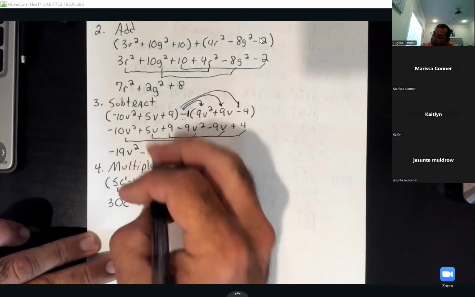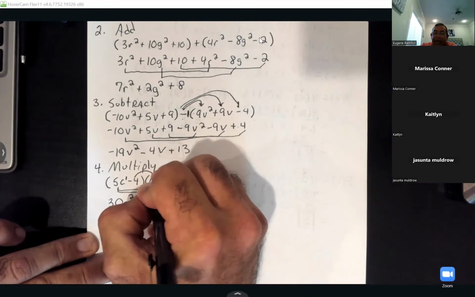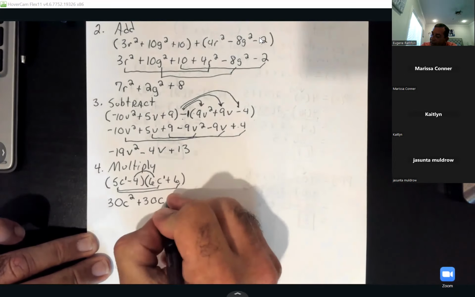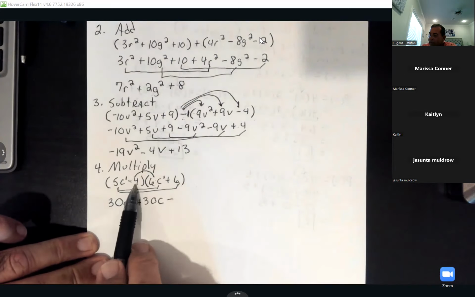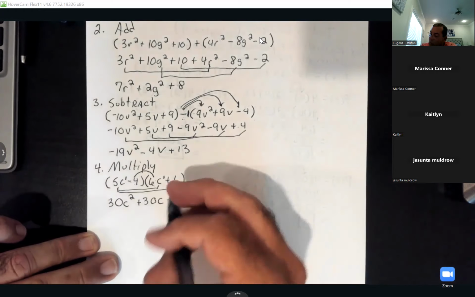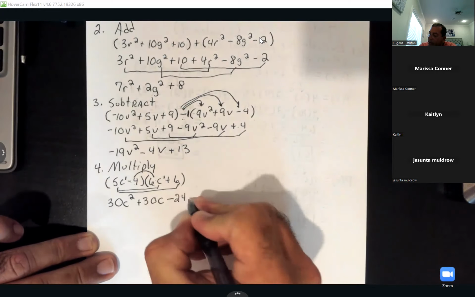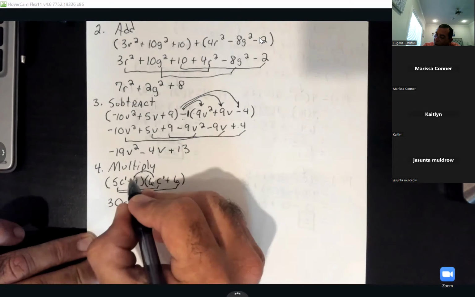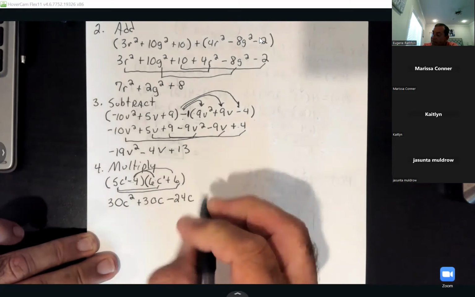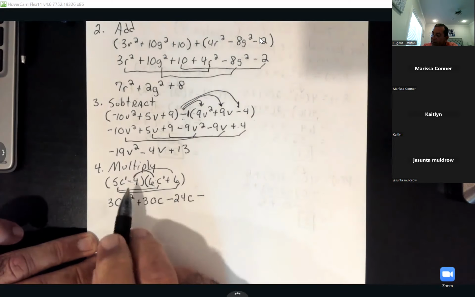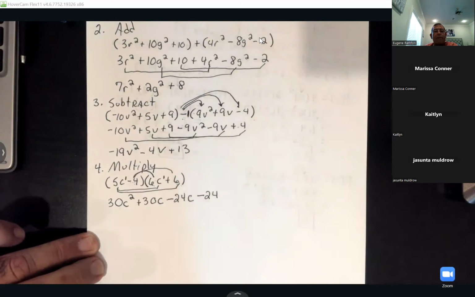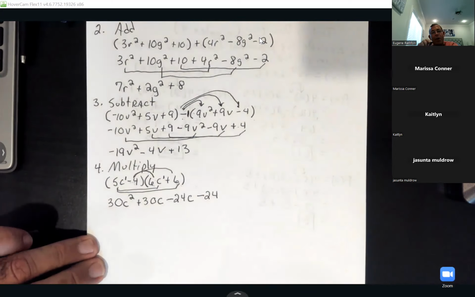But y'all, now on the inside, I got a -4 times a 6c. A negative times a positive will make that a negative. And 4 times 6c is a 24c. And then here you got a -4 going to multiply by a +6. That's going to be a negative. And then 4 times 6 is 24.